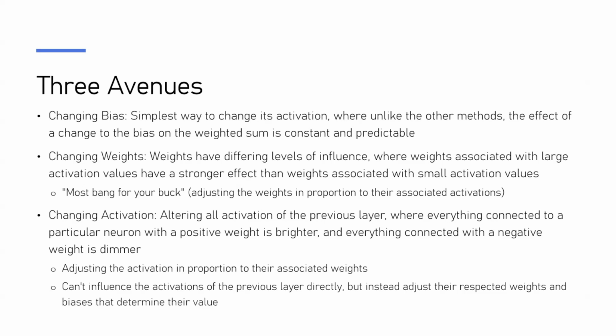Now, changing activation requires altering all activations of the previous layer, where everything connected to a particular neuron with a positive weight is brighter, and everything connected with a negative weight is dimmer. Adjusting the activation is proportional to their associated weight. So you can kind of see how, when it comes to changing weights and changing activation, they correlate with one another. Furthermore, we have to take into consideration that we can't influence the activation of the previous layer directly, but instead adjust their respective weights and biases that determine their value.